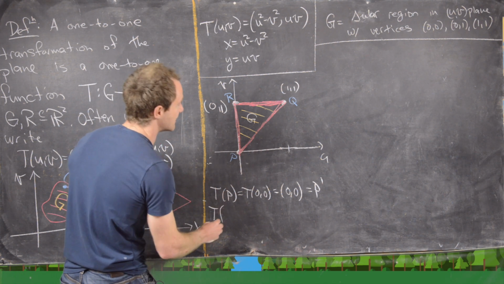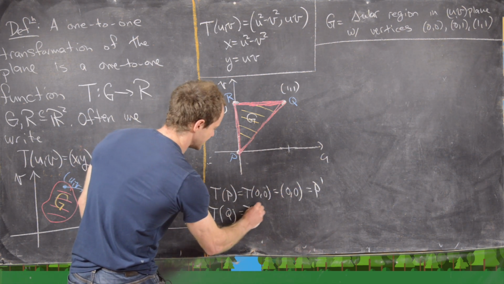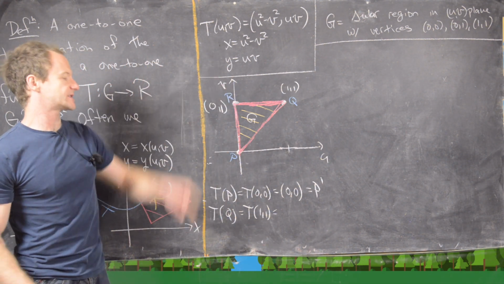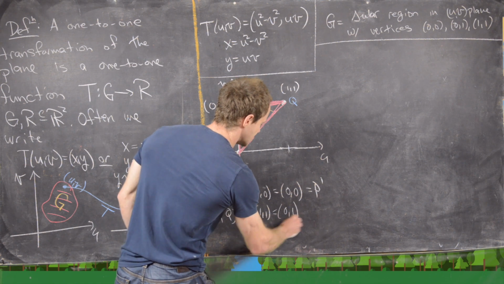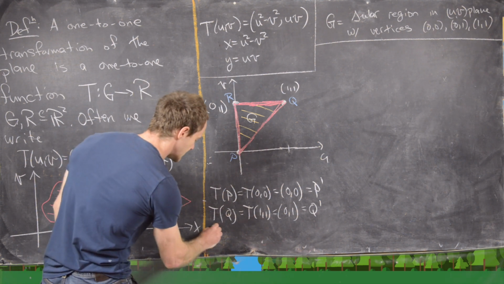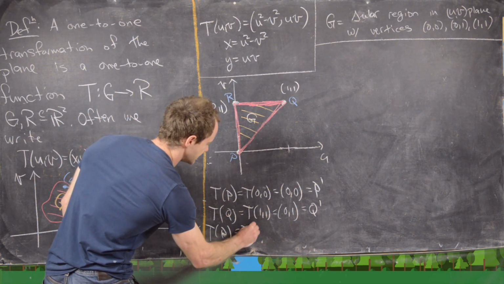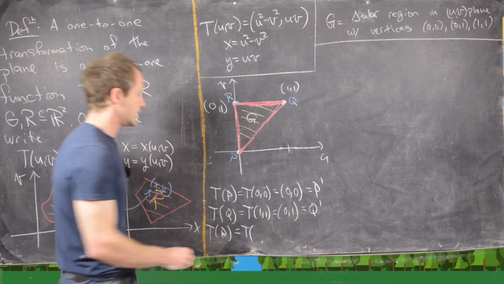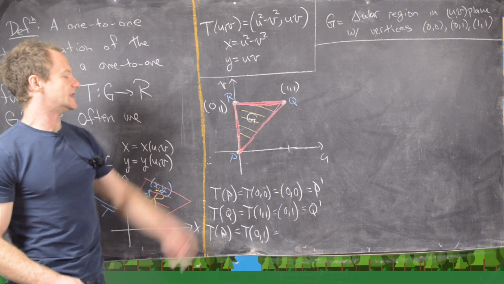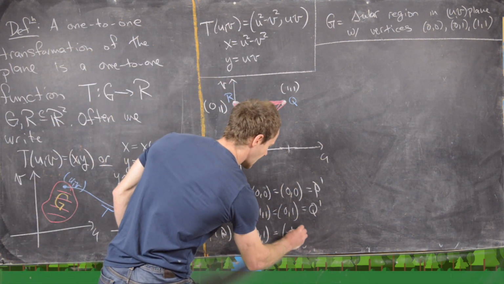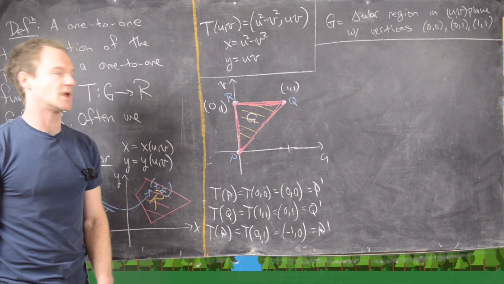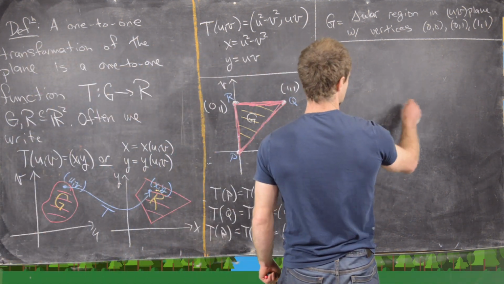Now let's look at T evaluated at Q, so that's going to be T evaluated at 1, 1. So notice that's going to give me 0 for x and 1 for y. So I have 0, 1, and I'm going to call that thing Q prime. And then finally, T of R, so that's going to be T of 0, 1. So let's see what that's going to give me. That's going to give me negative 1 for x and 0 for y, and I'm going to call that point R prime.